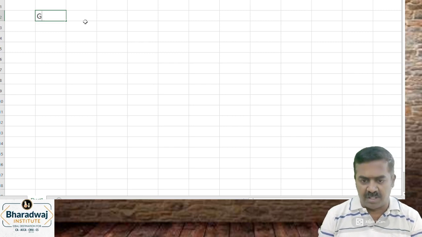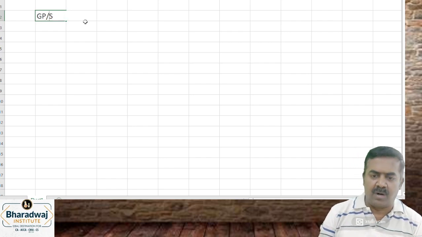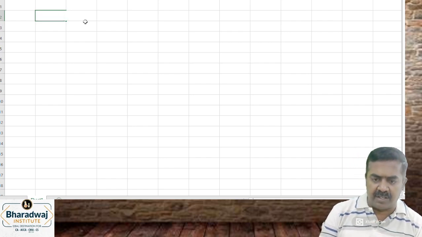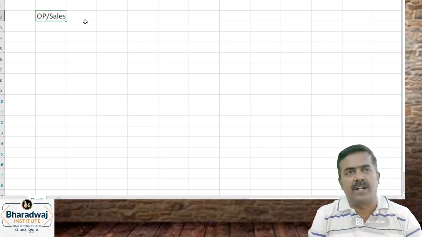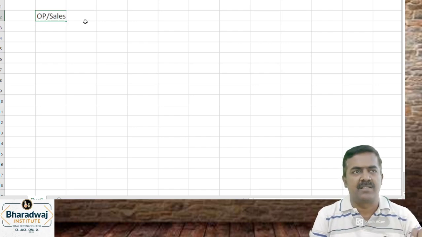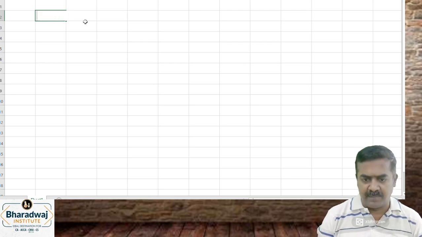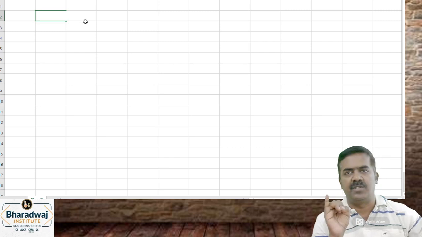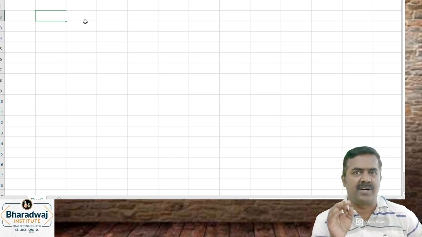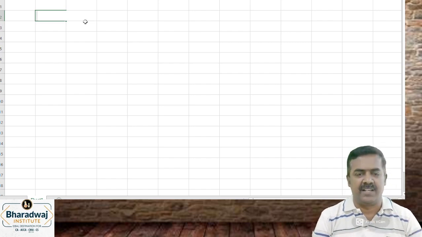How to work out gross profit ratio? Gross profit by sales into 100. If you want operating profit ratio, operating profit divided by sales into 100. How to work out operating profit? Gross profit minus operating expenses. If you want net profit ratio, net profit divided by sales into 100. All these gross profit ratio, operating profit ratio, net profit ratio are expressed in terms of what? Sales, in relation with sales.